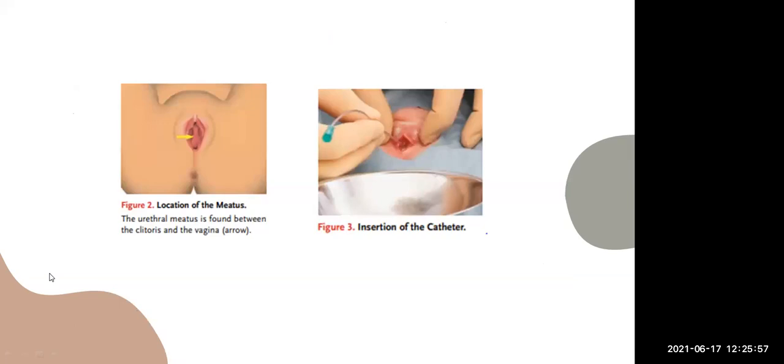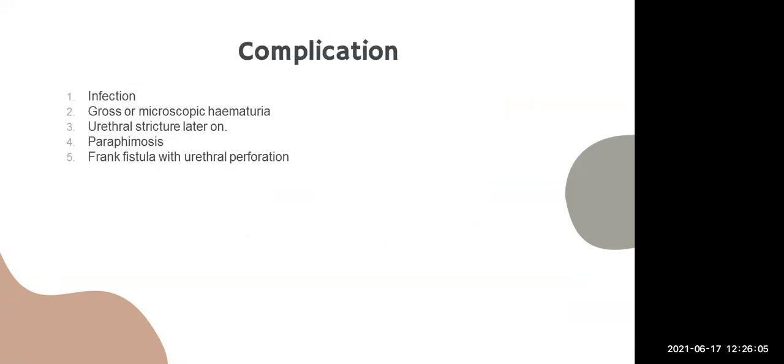So this is the picture. We must understand the anatomy of the female genitalia to locate the meatus. Among the complications are infection, gross or microscopic hematuria, urethral stricture, paraphimosis in male children, and a fistula with urethral perforation. But this is a very rare complication.